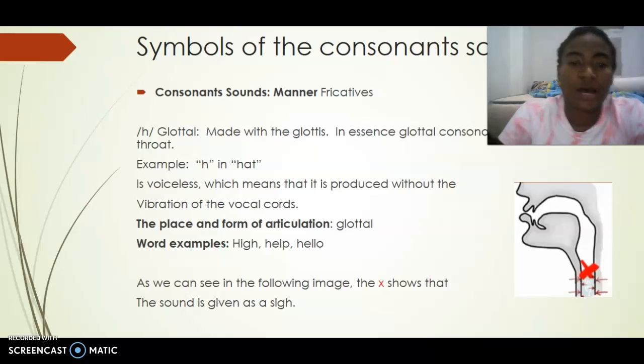The place and form of articulation: glottal. For example, hit, hill, hello. As we can see in the following image, the X shows that the sound is made in the glottis.